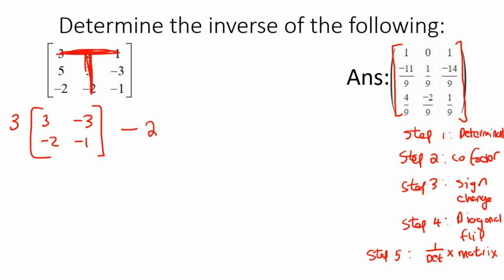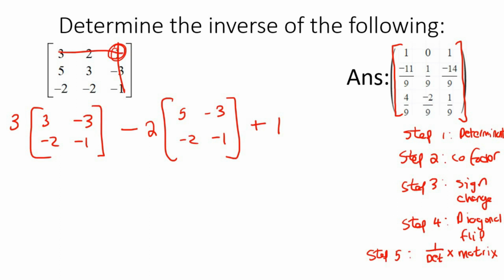Okay, so the numbers that are left over, we turn that into a matrix. So that's 5, -3, -2, -1. Then you say plus. Now what number do we say? This one over here. And then you block. And then you're going to say 5, 3, -2, -2. Okay, so now what you go do is you go get the determinant of each of these. All right, so that's what we're doing next.